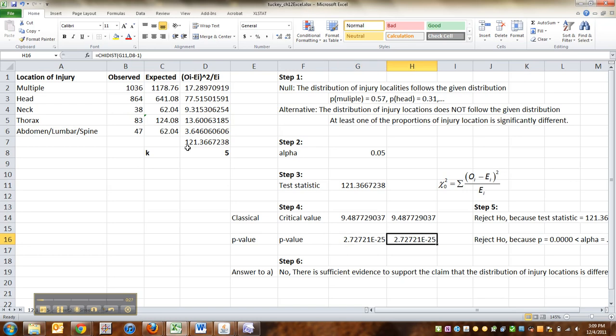If you have an older version of Excel, it'd just be CHIDIST, C-H-I-D-I-S-T, and then again the test statistic, which is in cell G11 for me, comma the degrees of freedom, which is D8 minus 1. Okay, you're thinking, well, those functions seem the same. Sure they do. The CHIDIST function works really well with right-tailed tests. It doesn't work nearly as well with left-tailed and two-tailed tests.